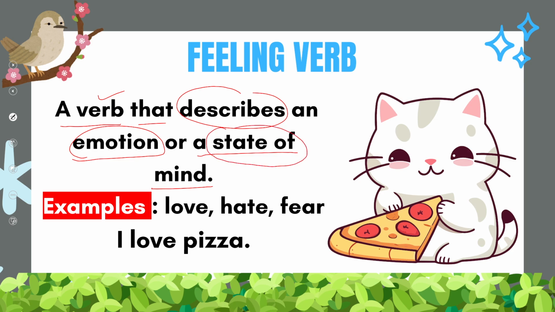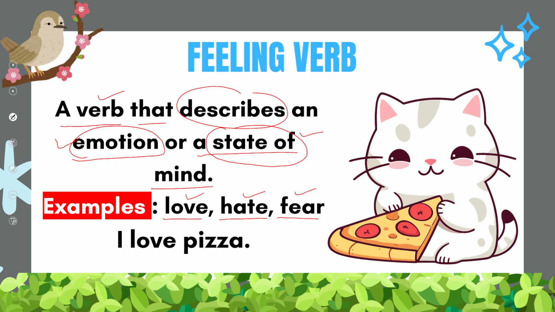For example, love, hate, fear, all these are verbs. But what kind of verbs are they? They are our feeling verbs because they are describing our emotion or just a state of mind. So, love, hate, fear, all these are feeling verbs.